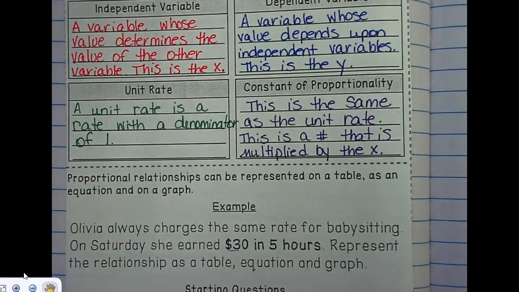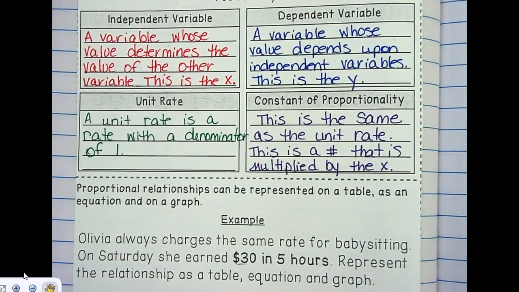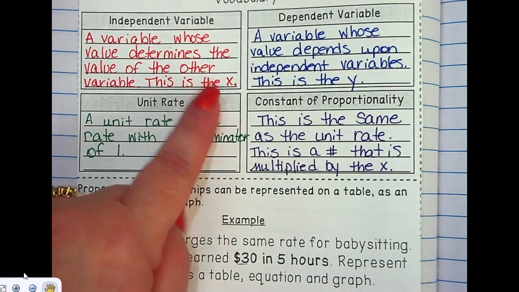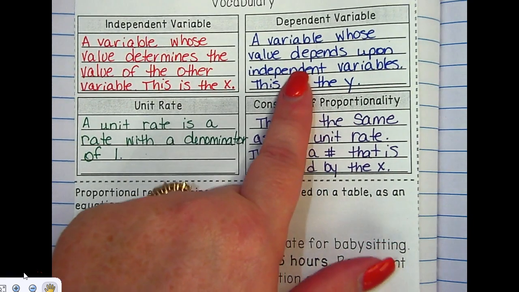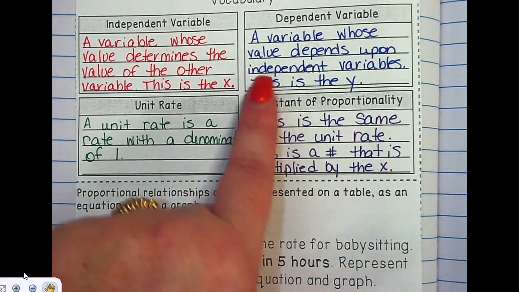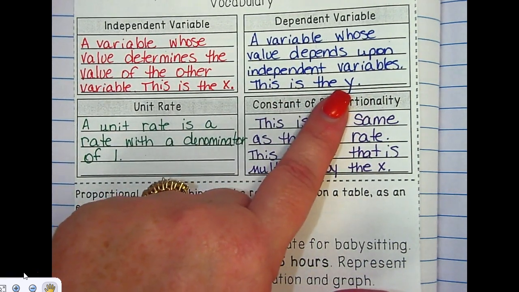An independent variable is a variable whose value determines the value of the other variable. The independent variable is always your x. Let's just read through these and then I'll let you write them. A dependent variable is a variable whose value depends upon the independent variable. This is always going to be your y.